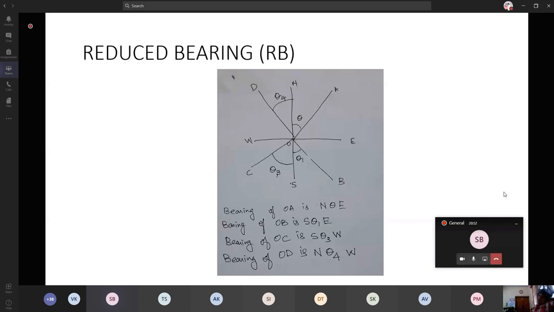Similarly, suppose the bearing of line OD is beta. What is theta for? It is 360 minus beta.